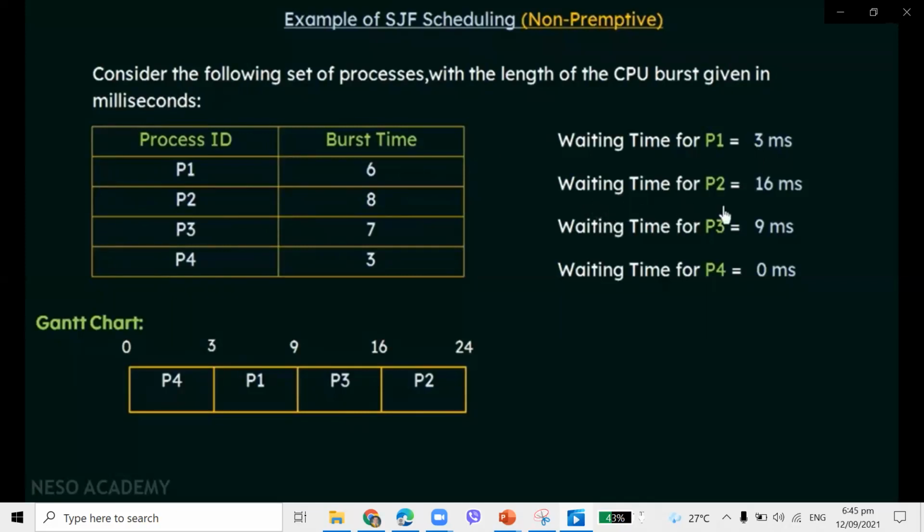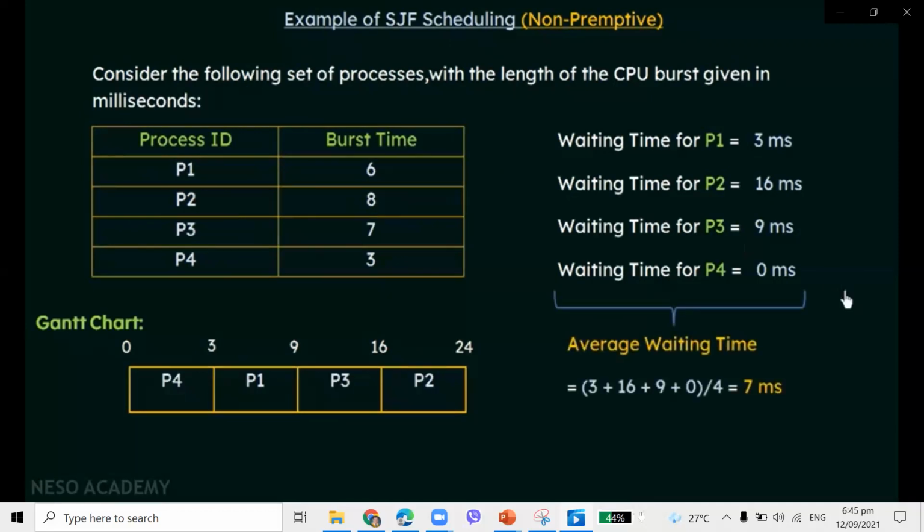Now similarly, what is the waiting time for P2? If you look at the Gantt chart, we see that P2 got the CPU at the 16th millisecond. So the waiting time for P2 is 16 milliseconds, and the waiting time for P3, similarly, is 9 milliseconds, and the waiting time for P4 was 0 milliseconds, because P4 was the first one to get the CPU and it did not have to wait. So what will be the average waiting time for this set of processes? It will be 3 plus 16 plus 9 plus 0 divided by 4, because we have 4 processes. So that will give us 7 milliseconds. So the average waiting time for this set of processes is 7 milliseconds.